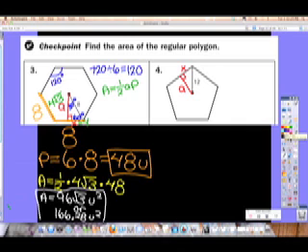I'm going to go back. All together they're 540, but we need one of them. So how do you find one of them? Perfect. Okay, what you just did is you found one of them. For example, like this one, 108.